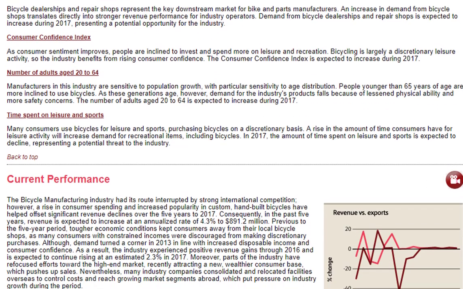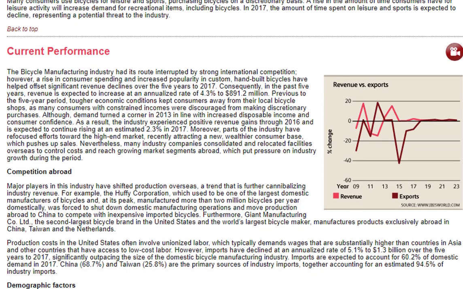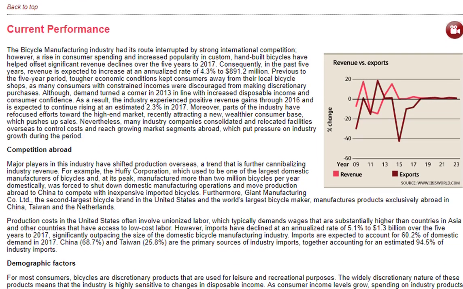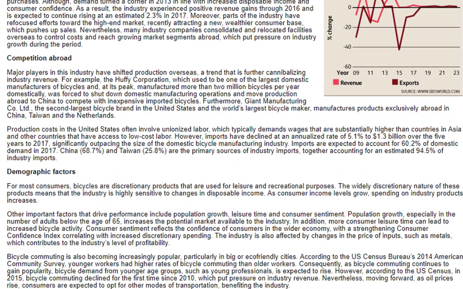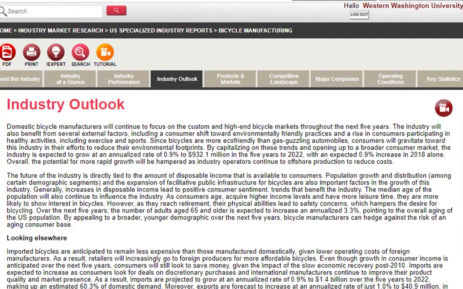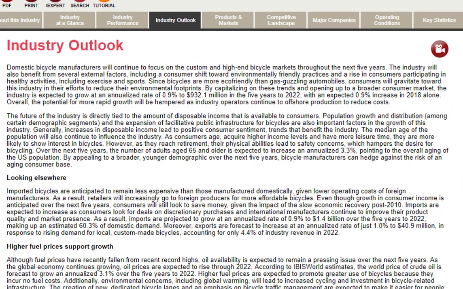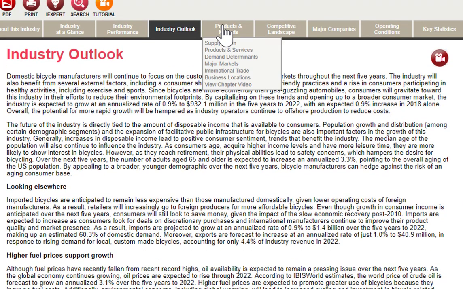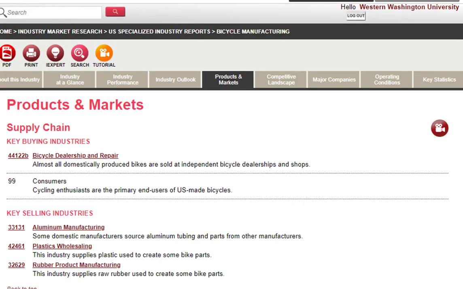And then current performance. And you'll see actually coming down a little farther, while this is an industry report, you'll even see some information related to demographic factors. Industry outlook is going to tell you how this industry will perform looking forward, or how they project this industry will perform looking forward. And then revenue outlook, products and markets, is going to give you supply chain.